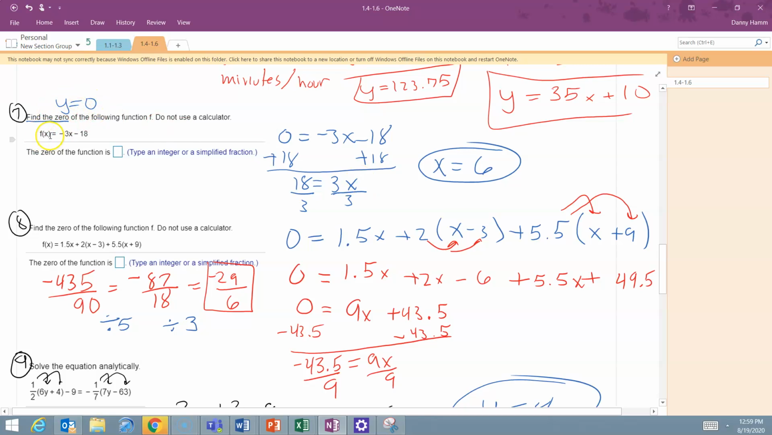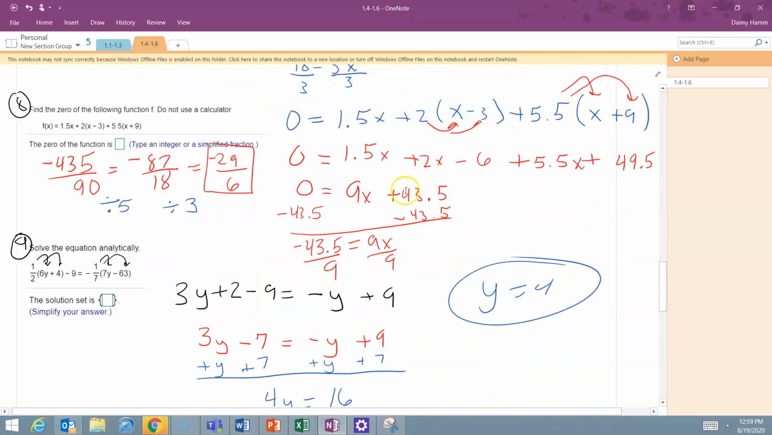Here, finding the 0 is simply setting your y equal to 0. And here we see f of x, which is just a very fancy way of saying the function with respect to x. Therefore, I plug in 0 for f of x, or y, depending on how you like to write it. Solve for x, and I get x equal to 6.